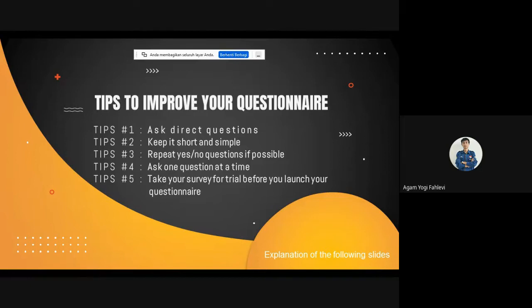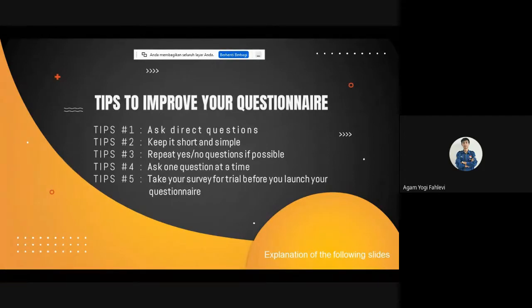Tips to improve your questionnaire. Tip 1, ask direct questions. Tip 2, keep it short and simple. Tip 3, rework yes or no questions if possible. Tip 4, ask one question at a time. And tip 5, take your survey for a trial before you launch your questionnaire. Explanation of the following slide.